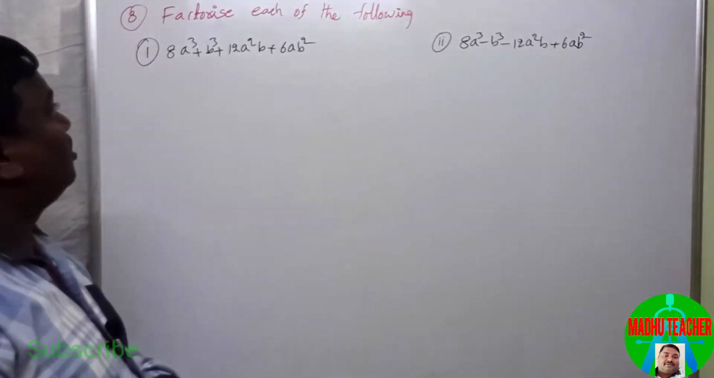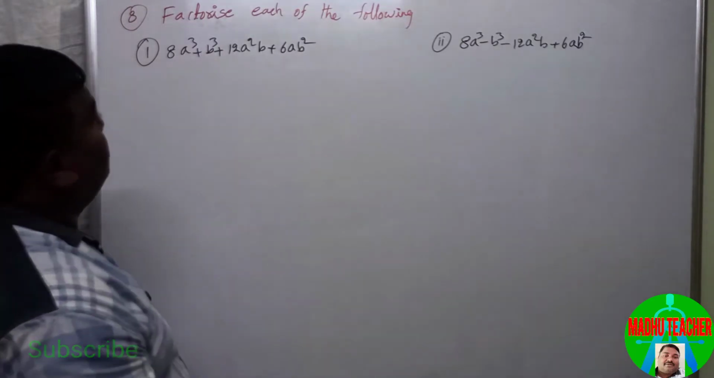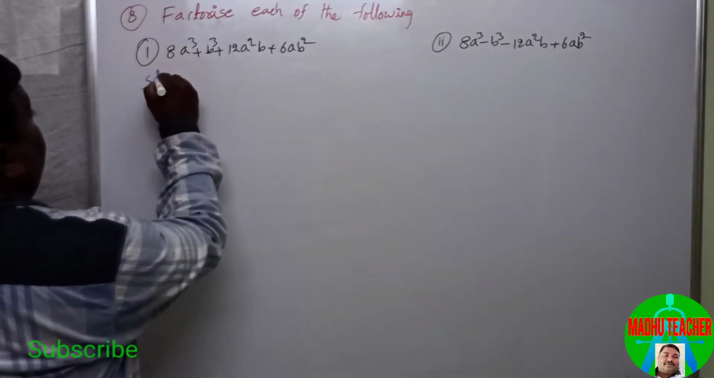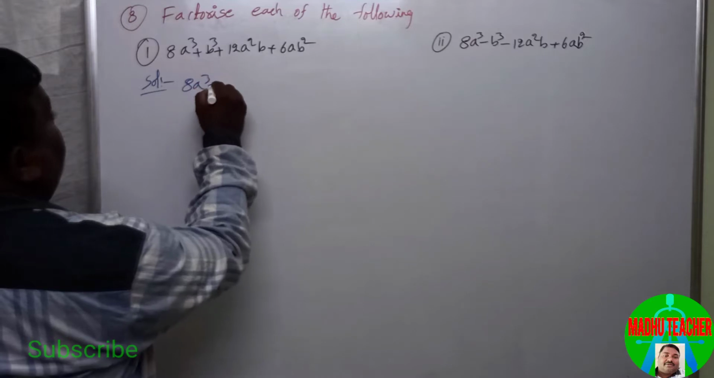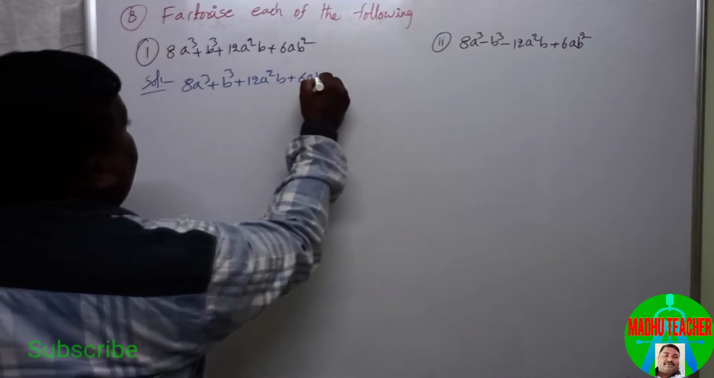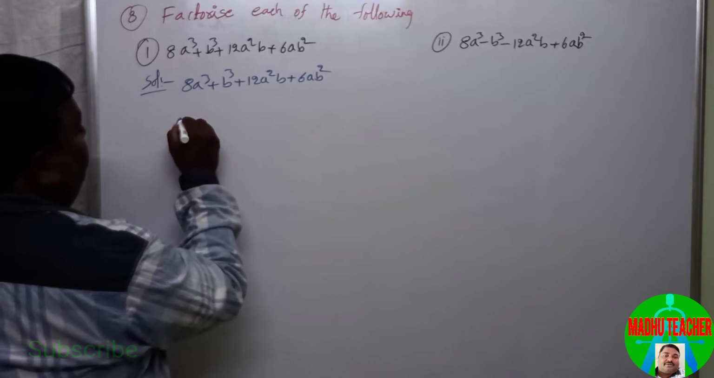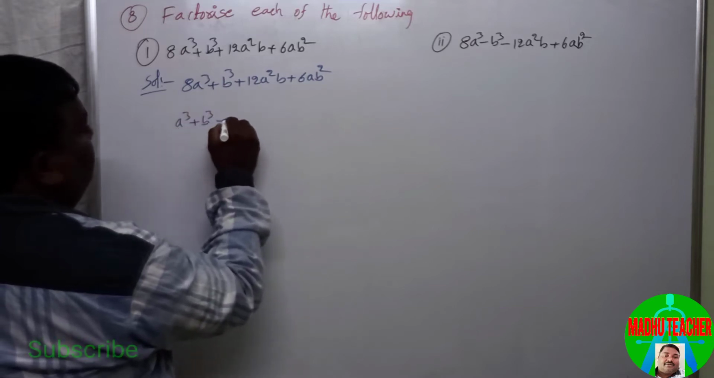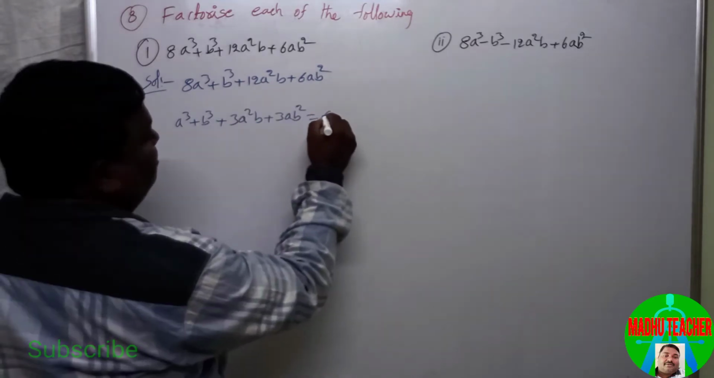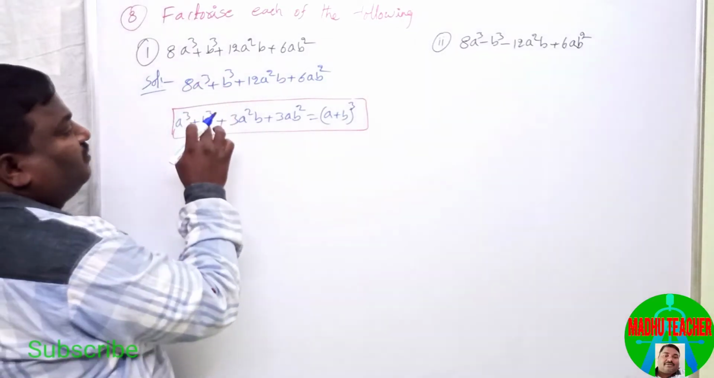Okay, next, 8th question is factorize each of the following. In that, first question is 8a cube plus b cube plus 12a square b plus 6ab square. So what is given? 8a cube plus b cube plus 12a square b plus 6ab square. By observing this, it is in the form of a cube plus b cube plus 3a square b plus 3ab square form. That equals (a plus b) whole cube.